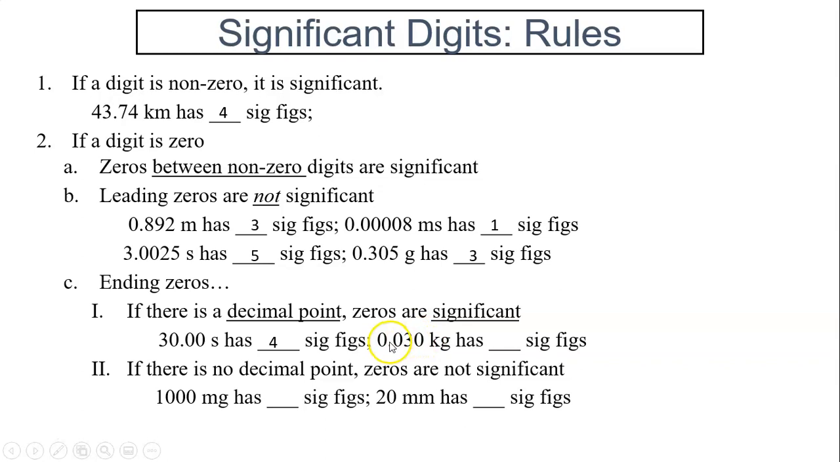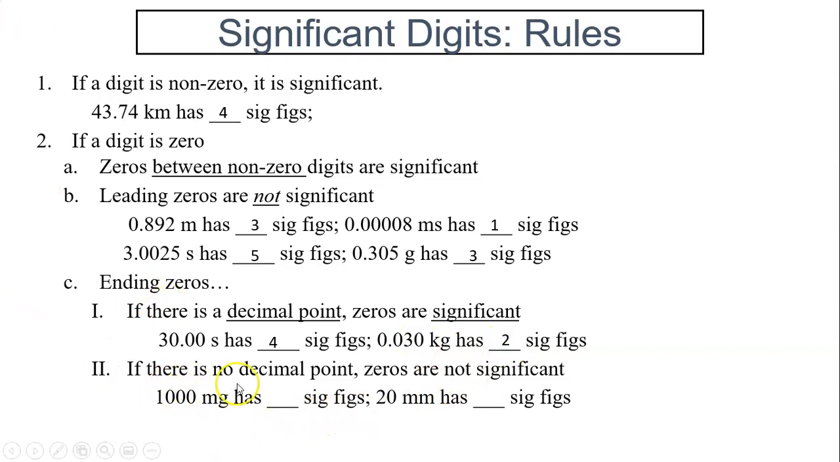And how about this one? There is only 1 ending 0. All these other zeros are leading zeros. Leading zeros are not significant. The ending 0, since there is a decimal point, is significant. So there are 2 sig figs.